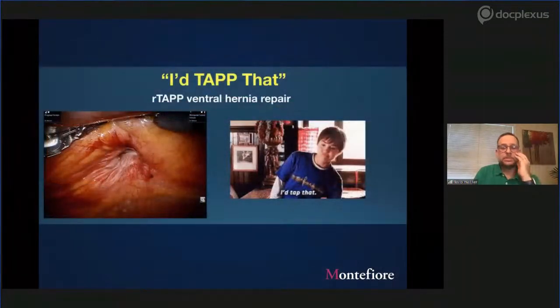So that is the final slide from Conrad. He has his motto, "I'll TAP that," and he does it for almost everything. But to be honest, he has changed over the last month. I see more and more E-TEPs in his videos. So I think he's finally recognized that a total extraperitoneal approach is interesting.